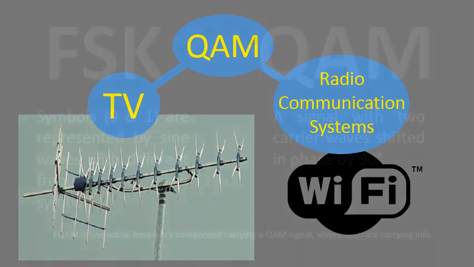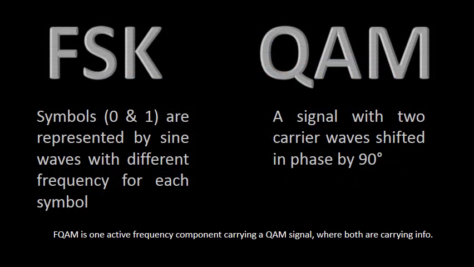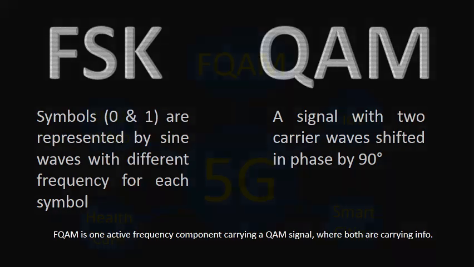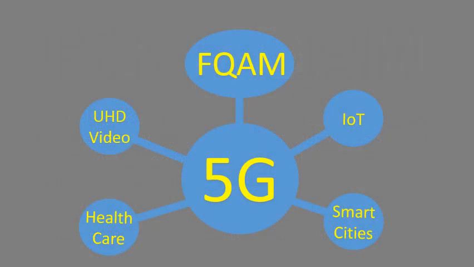as Wi-Fi. FQAM is composed of one active frequency component carrying a QAM signal, where both frequency component and QAM signal are carrying information. FQAM is proposed to be used with the next generation of mobile communication, that is 5G.